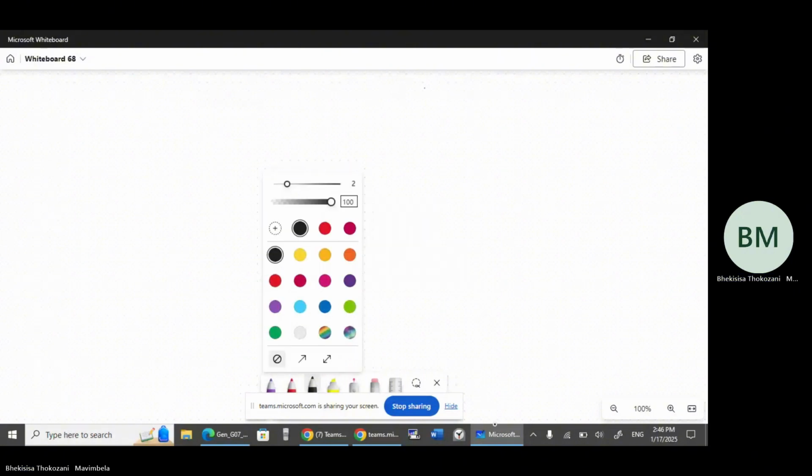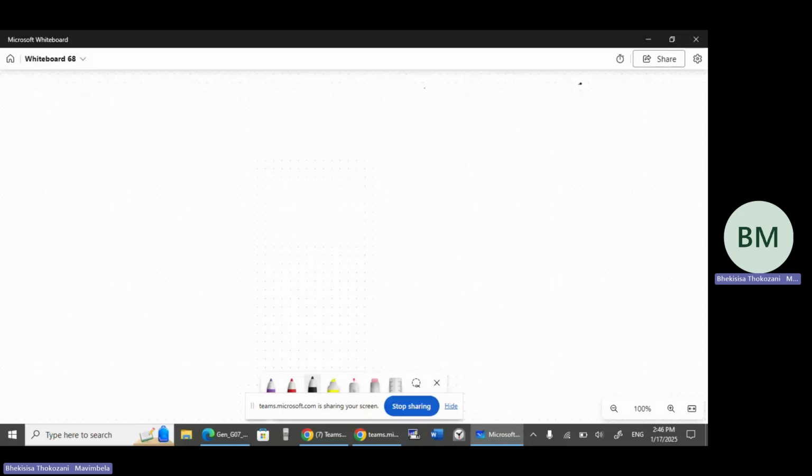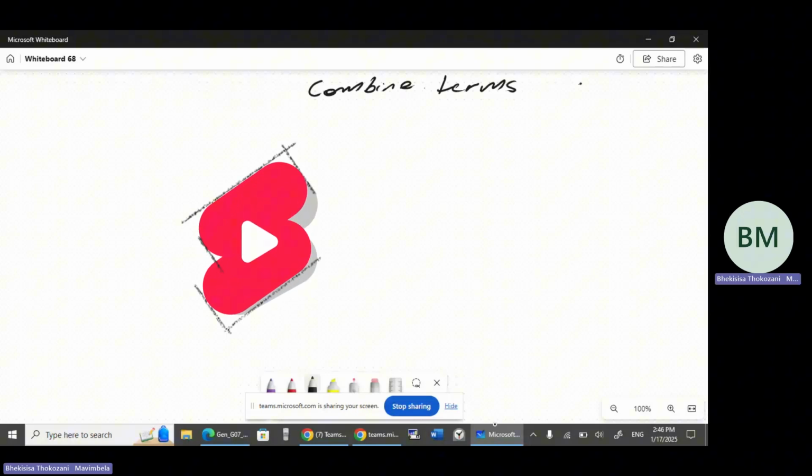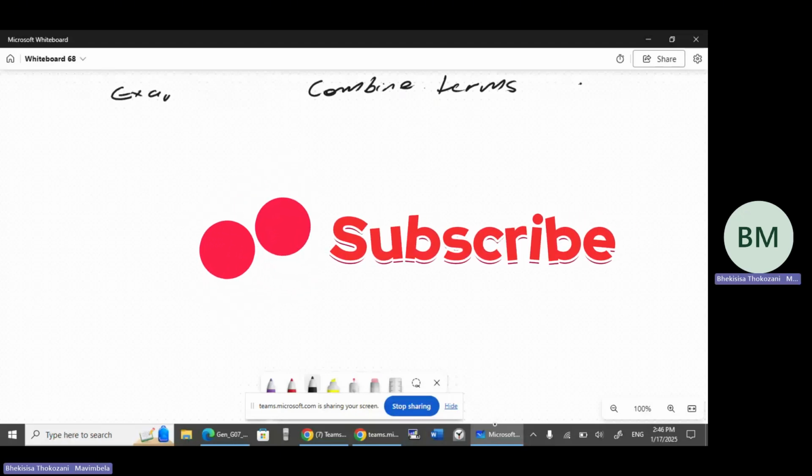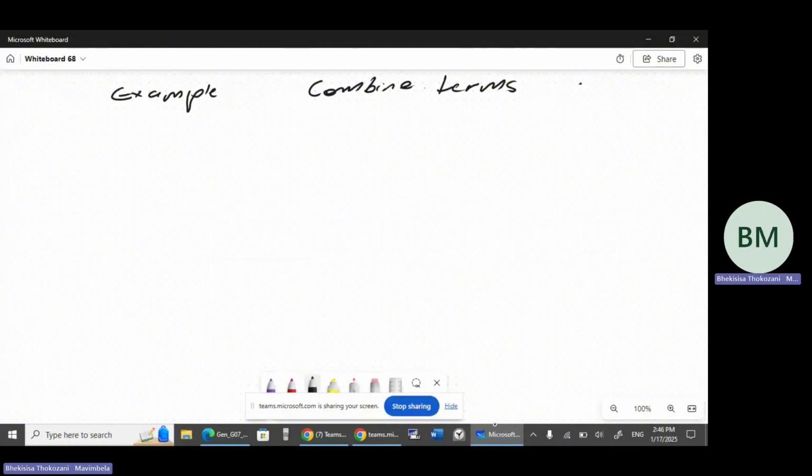All right, so we're still looking at algebraic expressions. We're going to look at example number 2, where we are still combining like terms. Please make sure that you have watched the first video where we did example number 1. So now we're doing example number 2.